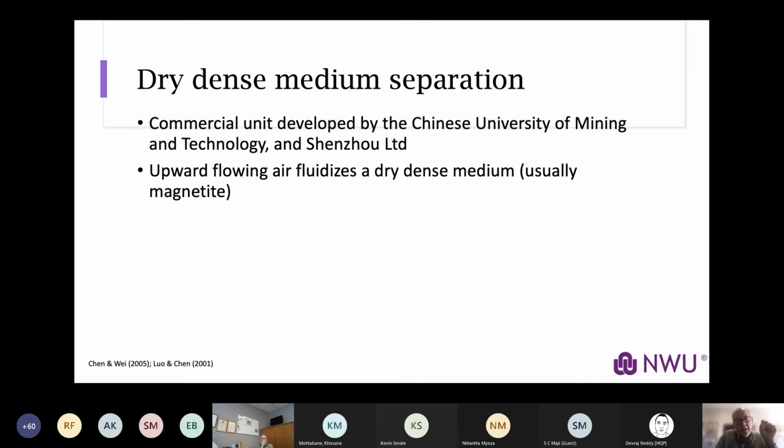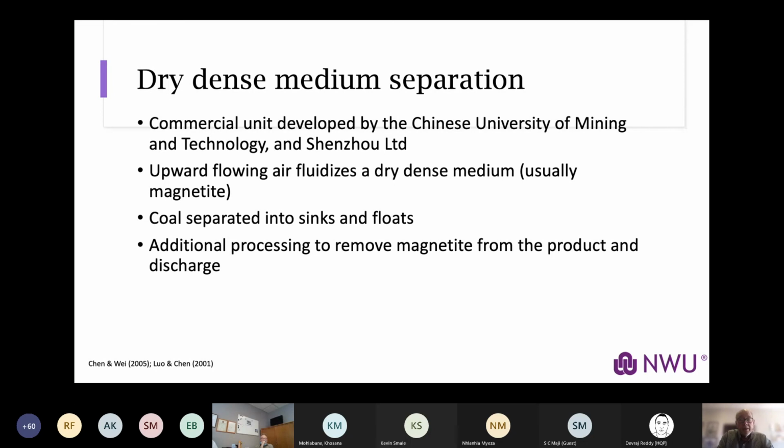Again, because we're working with air, it's very difficult to not stir the bed up again, in other words moving into a turbulent regime and then getting back mixing of the particles. So the control on this one is pretty tricky, I would think. So the coal is then separated into sinks and floats, and then of course you need additional processing to remove the magnetite from the product and the discharge.